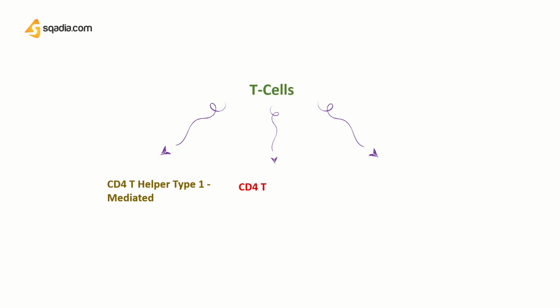So on the basis of subtypes of T cells, types of antigens, and effector mechanism, type 4 hypersensitivity reactions are further categorized into 3 subcategories. So these 3 subcategories are CD4 T helper type 1 mediated reactions, CD4 T helper type 2 mediated reactions, and lastly, CD8 cytotoxic T lymphocyte mediated reactions.